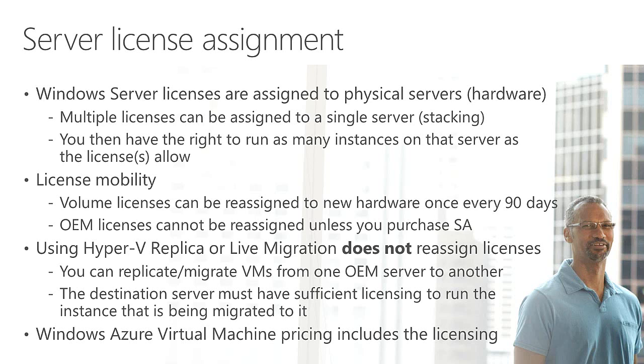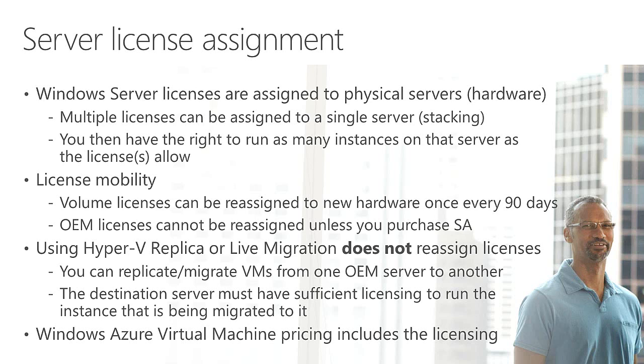What's important is that the destination server that you're replicating to or migrating to must have sufficient licensing to run the instance that's being migrated to it. So let's go back to an example where you have a server and you've assigned 2 Windows Server Standard licenses to that particular server. But you currently have 3 virtual machines running on it, and that's fine. So you're totally within license compliance. And in fact, that server has the capacity to run 1 more virtual machine.